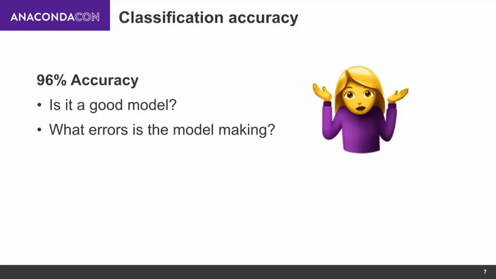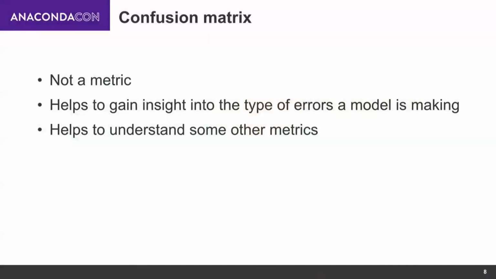So, 96% accuracy, is it good? We don't know. Is it a good model? Is it a bad model? If we don't know what our data looks like, we cannot say if it's a good number or not. And even if it was balanced data, if we wanted to improve, from just this number we cannot know what errors the model is making, what to do with them, and how to improve. But luckily, there are a lot of other classification metrics and diagnostic tools that we can use, and we're going to start with the confusion matrix.